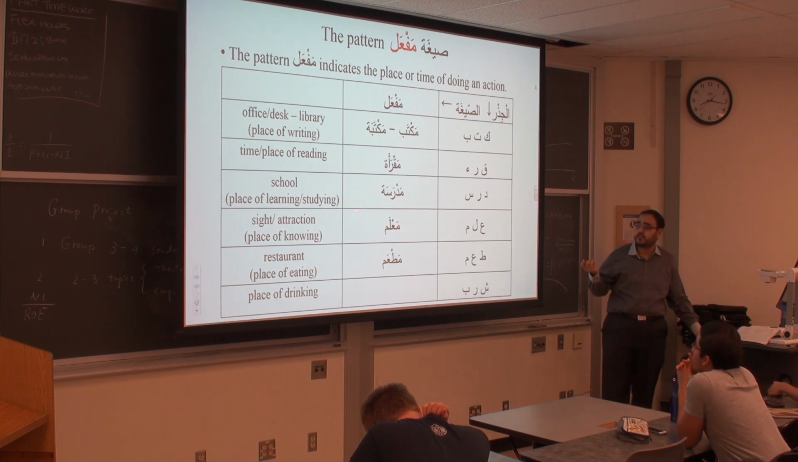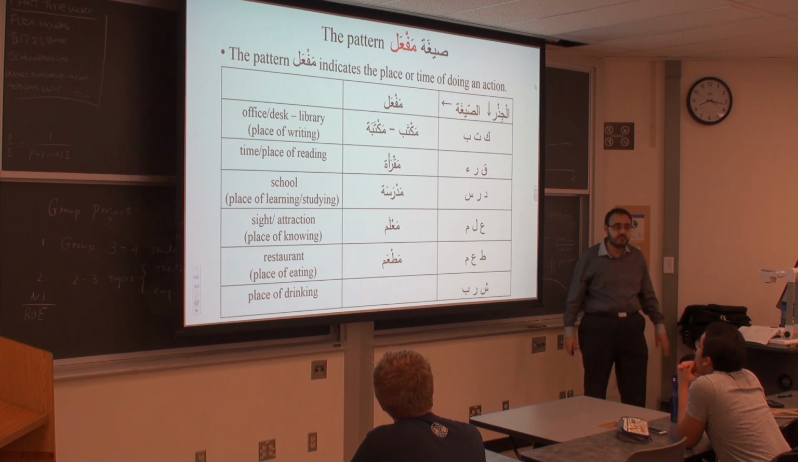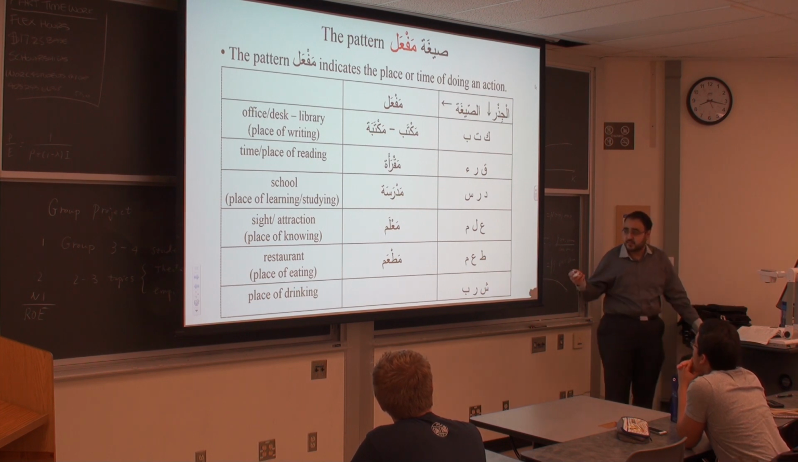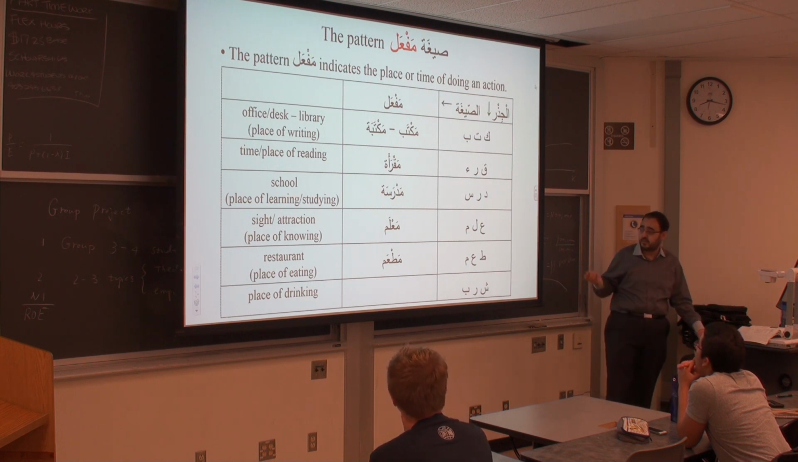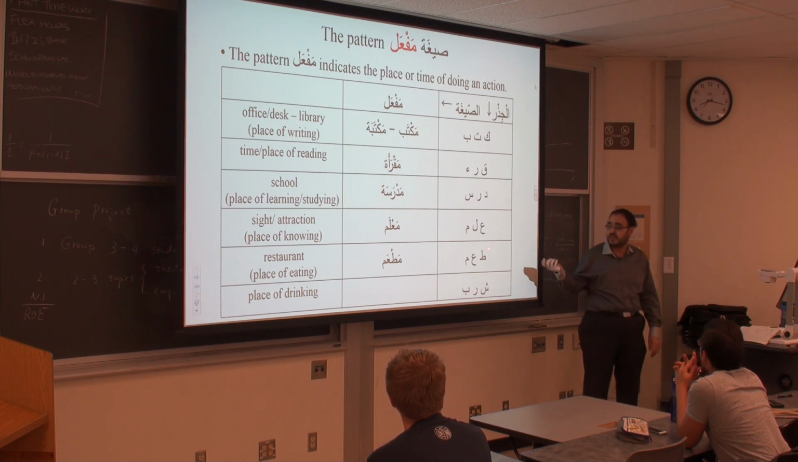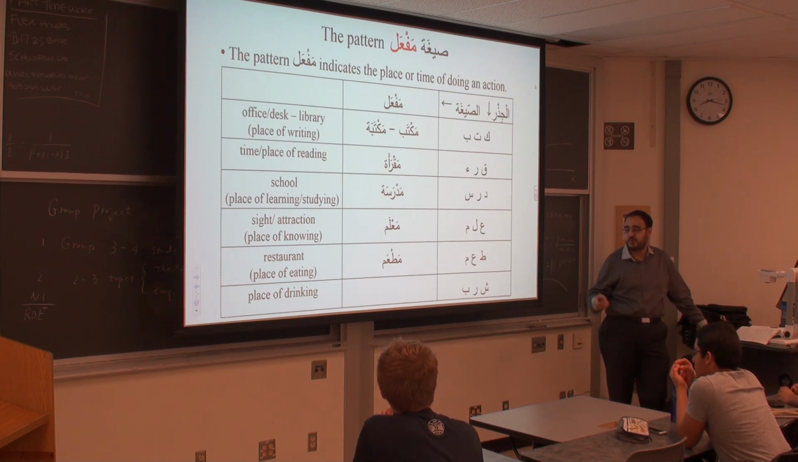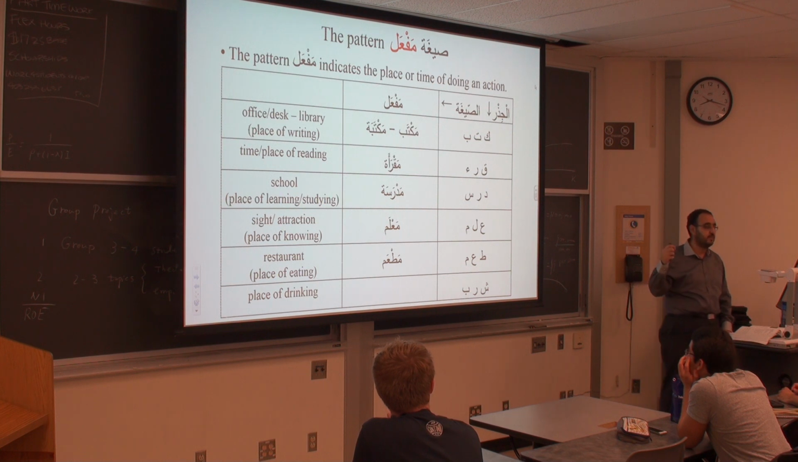Madrasa. Okay, which is literally the place of learning or studying, i.e. school. Again, we formed it by replacing the fa, ayn, lam with the three letters of the root and adding everything else, and then adding the ta marbuta to make it feminine. Ma'lam, okay, place of knowing, i.e. sight or attraction. This is the meaning that has become associated with it. And this is in the masculine singular. This root, ayn, lam, mim, has to do with knowing. Mat'am, okay. The root, ta, ayn, mim, has to do with eating. So the mat'am will be the pattern maf'al, and it will indicate restaurant and literally the place of eating.